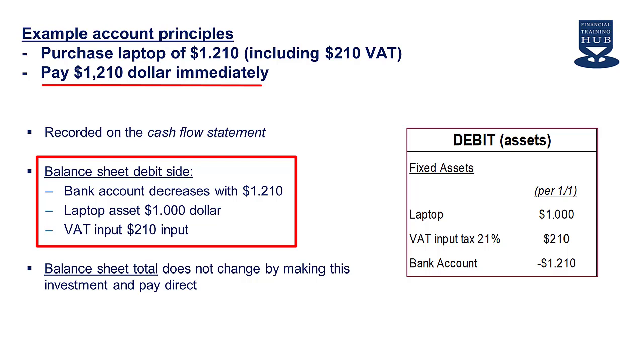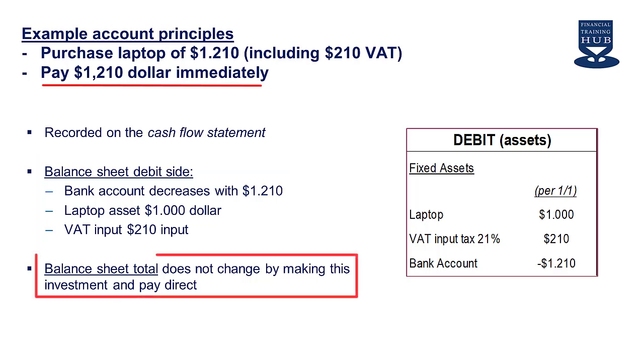On the balance sheet, the laptop is recorded as an asset on the debit side for a value of $1,000. The balance sheet total does not change if the purchase of the asset is paid immediately.